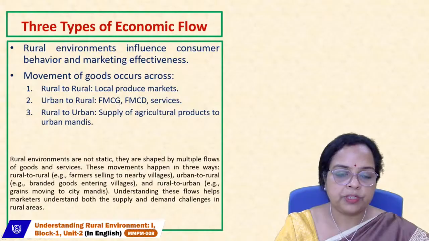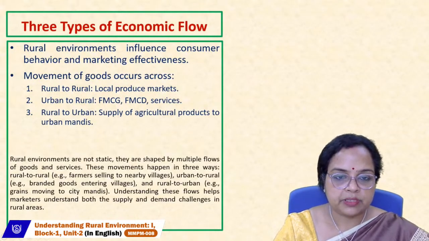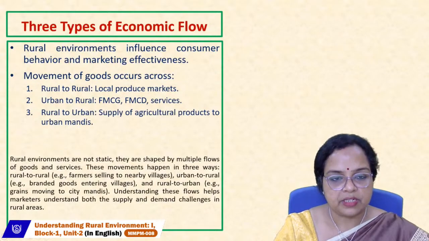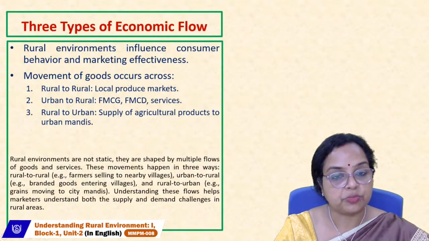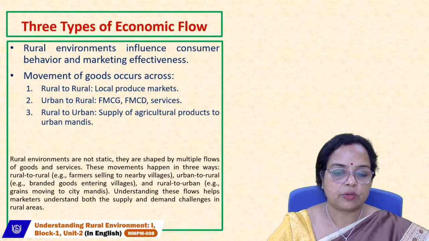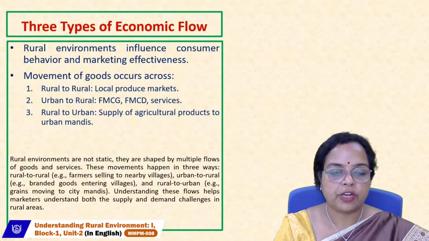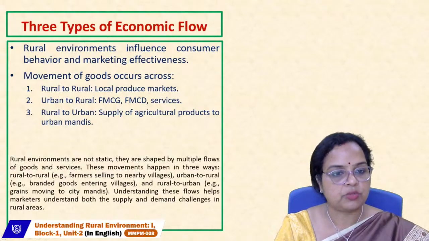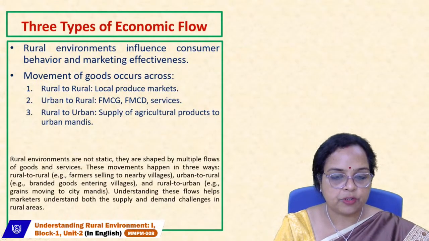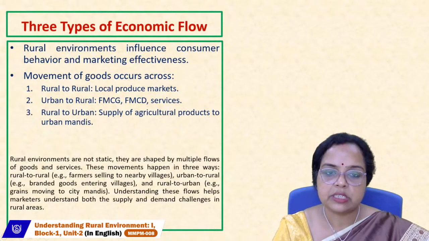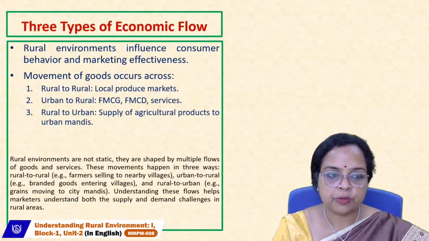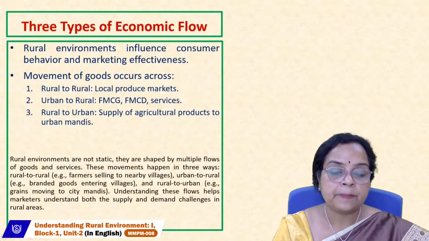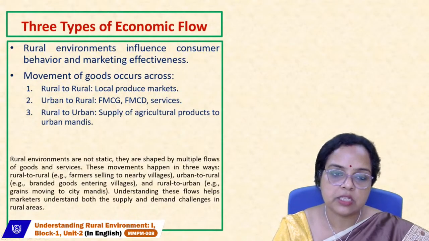They used to visit the nearby villages and sell their produce. The next flow is urban to rural. This includes basically FMCG and FMCD products, that is fast moving consumer goods and fast moving consumer durable products. Sometimes services are also there. These are the economic flows from city to village. If a village person wants to buy a fridge, he has to visit the city to purchase it. And if he has to do a banking transaction, he has to visit the city for that. So the movement from urban to rural includes three major things: FMCG, FMCD and services.